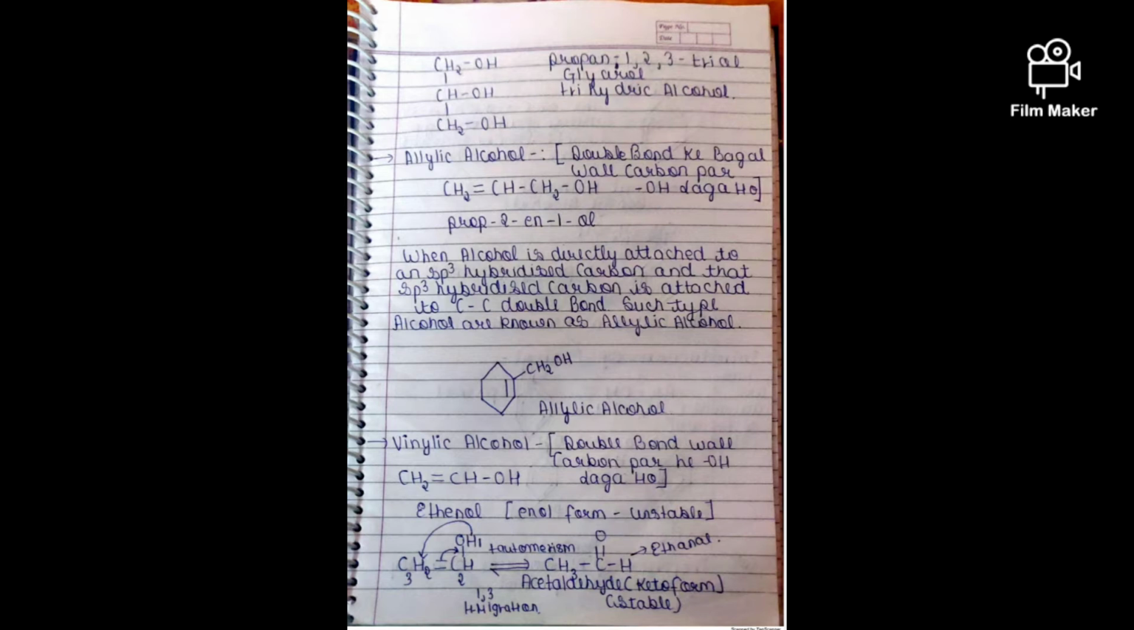If you have to define allylic alcohol, then you can define it as allylic alcohols are the alcohol that is attached to an sp3 hybridized carbon, and that sp3 hybridized carbon is attached to carbon-carbon double bond, or we can say sp2 hybridized carbon. Such types of alcohol are known as allylic alcohol.